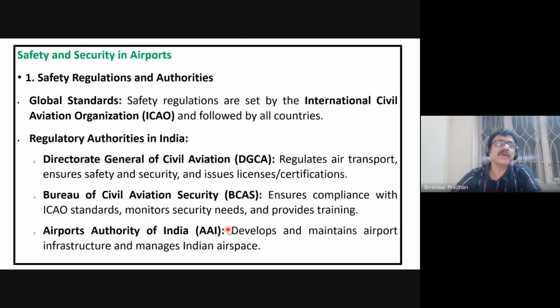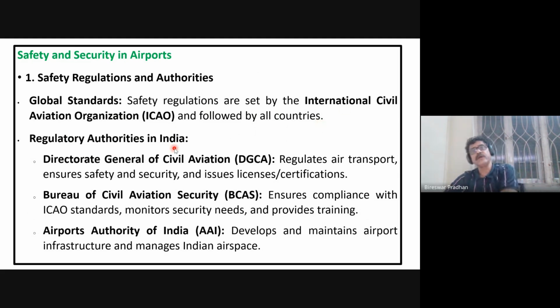Now we are coming to safety and security in the airport. The safety regulation and authority, whether it is implemented or not, whether it is needed or not. Global standards: safety regulations are set by the International Civil Aviation Organization, ICAO, and followed by all the countries. They are the global standard organization.